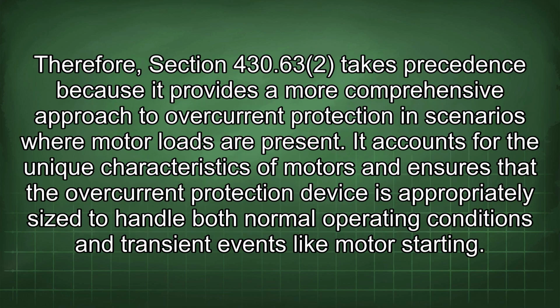Therefore, Section 430.63 takes precedence because it provides a more comprehensive approach to overcurrent protection in scenarios where motor loads are present. It accounts for the unique characteristics of motors and ensures that the overcurrent protection device is appropriately sized to handle both normal operating conditions and transient events like motor starting.